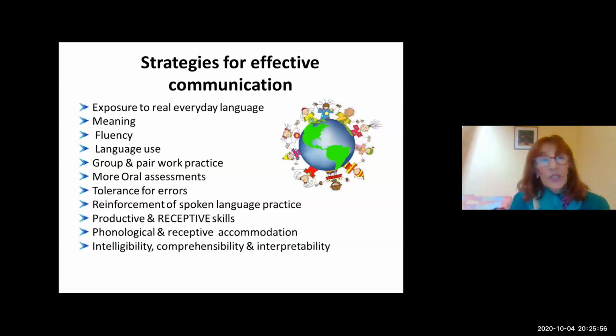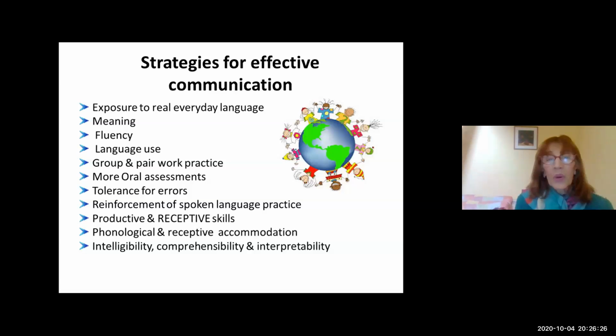Now, what are the strategies that we need to take into consideration for effective communication? Exposure. Exposure is crucial. This means that the students have the possibility of authentic language and colloquial styles. The focus should be on meaning, not on form, on fluency, not on accuracy, on language use, not language usage, because what is important is the communicative value of what is being said.